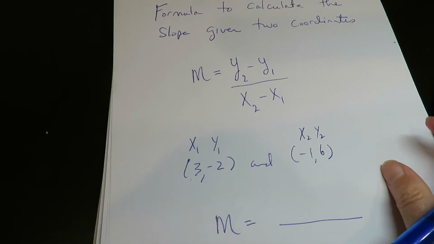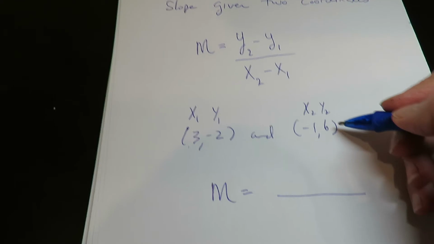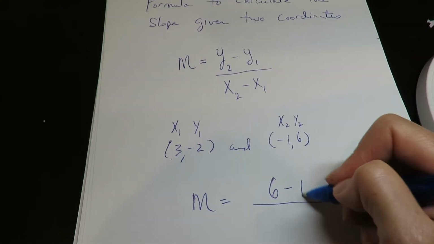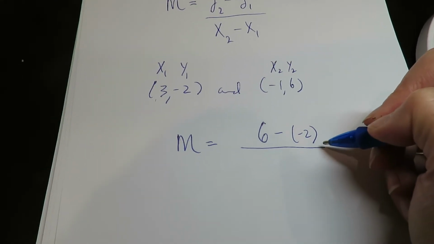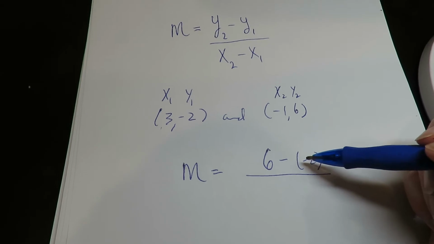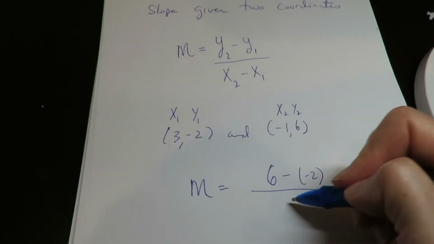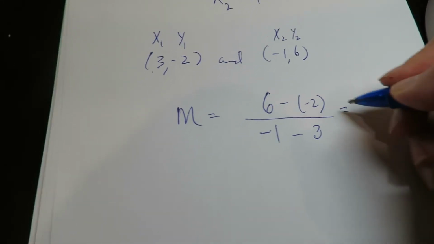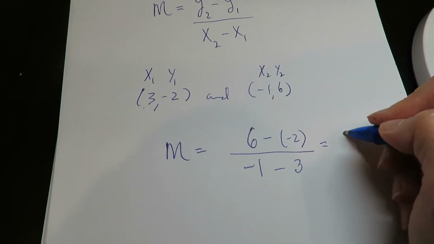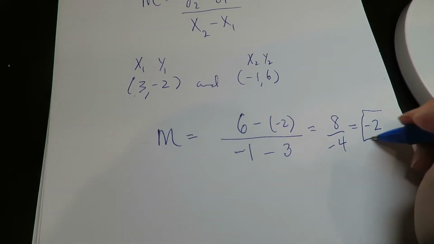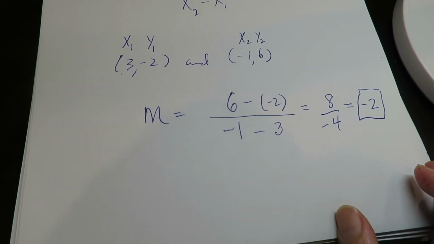All right, let's write this out. So y sub 2 is 6. Y sub 1 is, okay, there's a negative in the formula, and there's a negative in the y value. So that's what the double negative is from. All right, x sub 2 minus x sub 1. All right, now if you have a double negative, that's a positive. All right, so this is going to end up being negative 2. So the slope between these 2 points is negative 2.